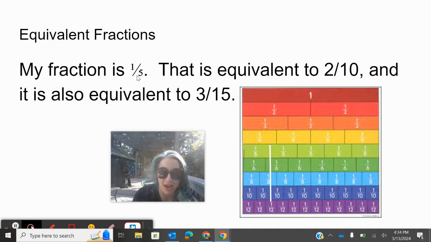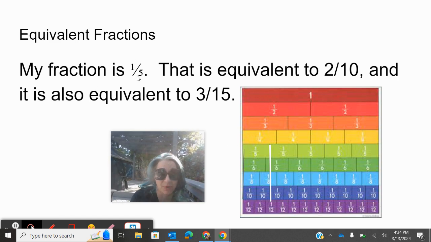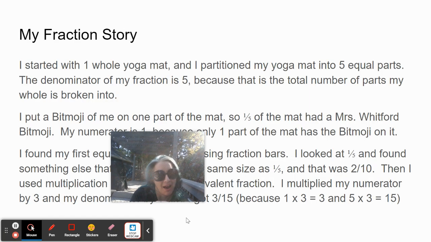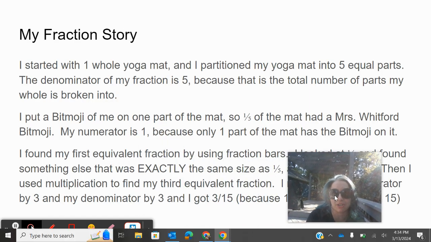And it is also equivalent to 3/15. So for that one, I used multiplication. I multiplied the numerator and the denominator by the same number. So I multiplied the 1, which is the numerator, times 3 to get 3. And I multiplied the 5, which is the denominator, also by 3. 5 times 3 is 15, which is how I got that equivalent fraction. For your project, you only need to do one equivalent fraction, but I thought might as well do two because I love fractions.